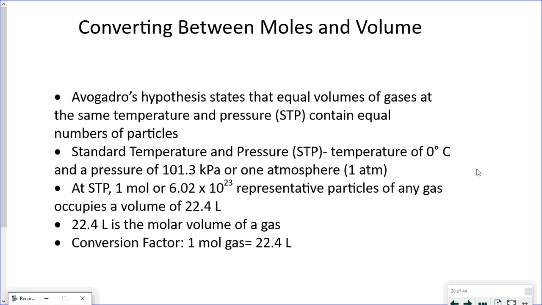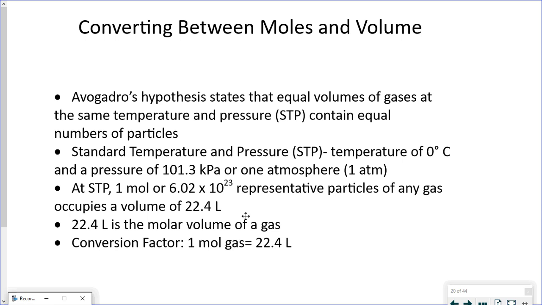So anytime you see that a problem's at STP or it's at standard temperature and pressure, you don't have to do anything additional to the problem. That's just added information to let you know which conversion factor you can use. So at STP, 1 mole, or those 6.02 times 10 to the 23rd particles of any gas, is going to occupy a volume of 22.4 liters. That's what we consider the molar volume of a gas.